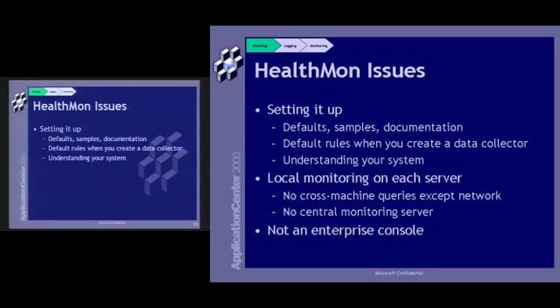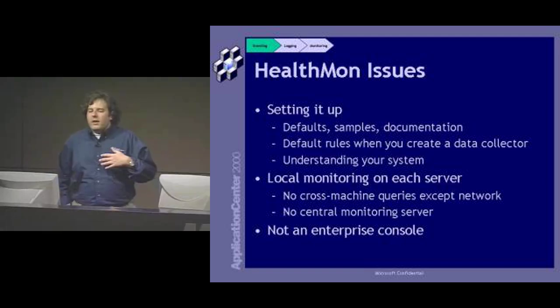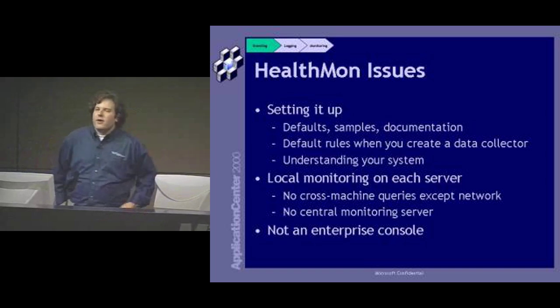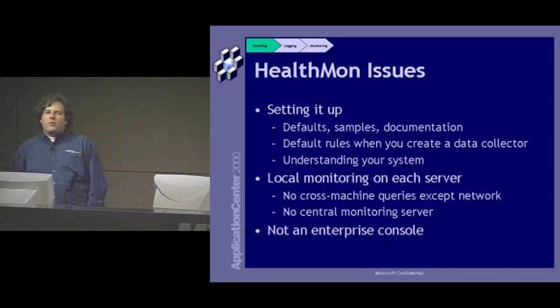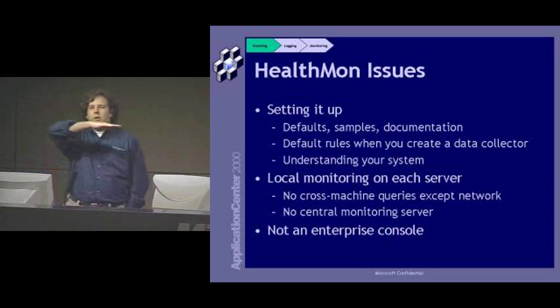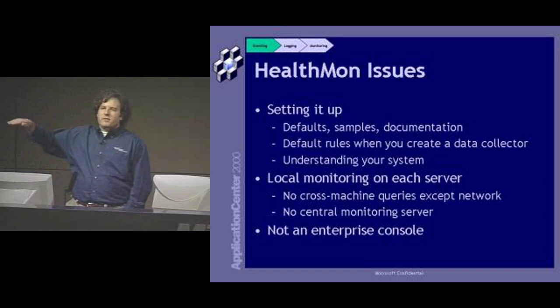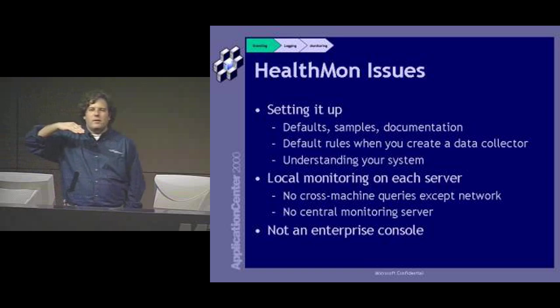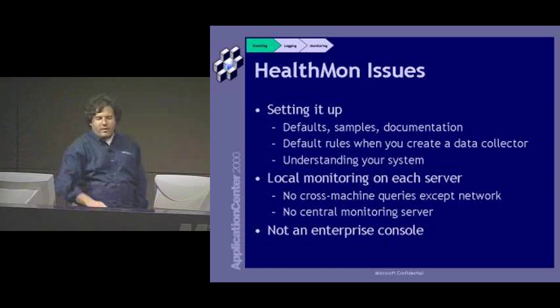We're going to help people out by shipping a number of samples, defaults, and documentation, creating those default rules when you create a data collector. But it really comes down to understanding your system, understanding where your baseline performance is first, and then knowing that you want to be alerted if the system deviates above or below that baseline.